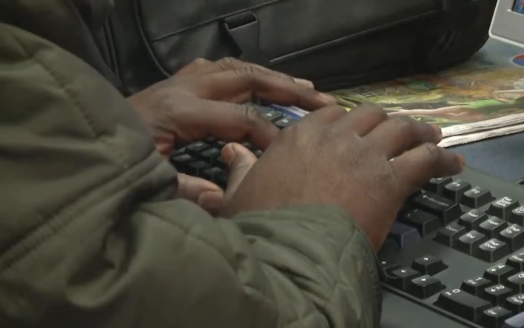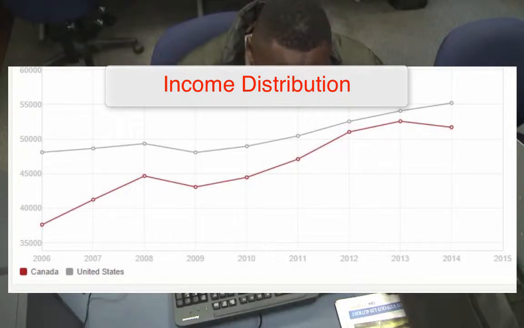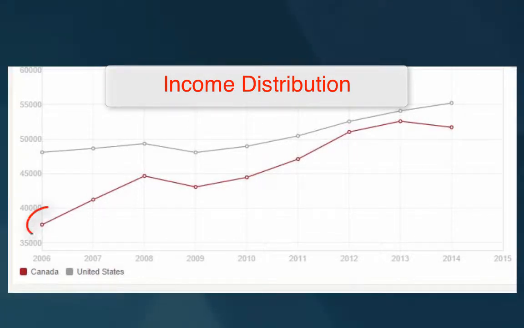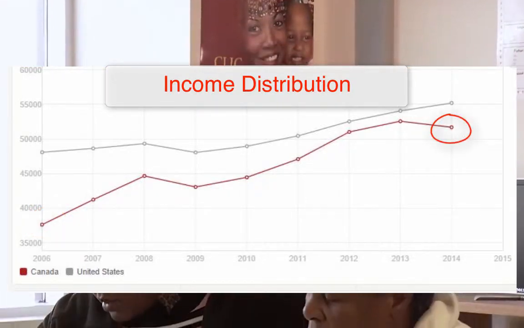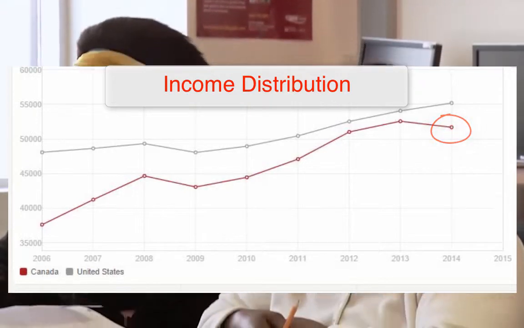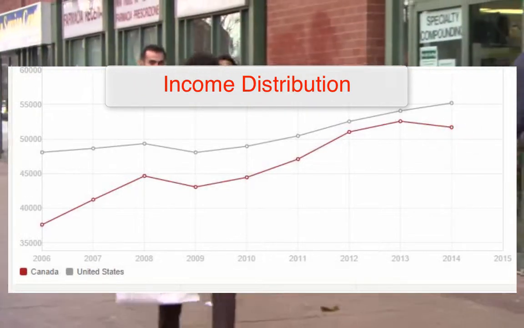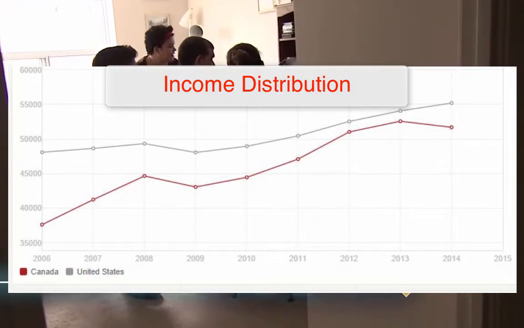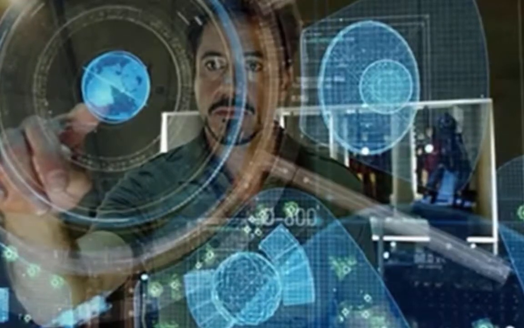Next, we take a look at income distribution, where here we see a gradual climb in distributed income in Canada, where in 2006 the distributed income was $37,610, and in 2014 it was up to $51,690. Compare that to the United States, whose distributed income remained much steadier over time, increasing only from $48,000 to $55,000 over that same time span.